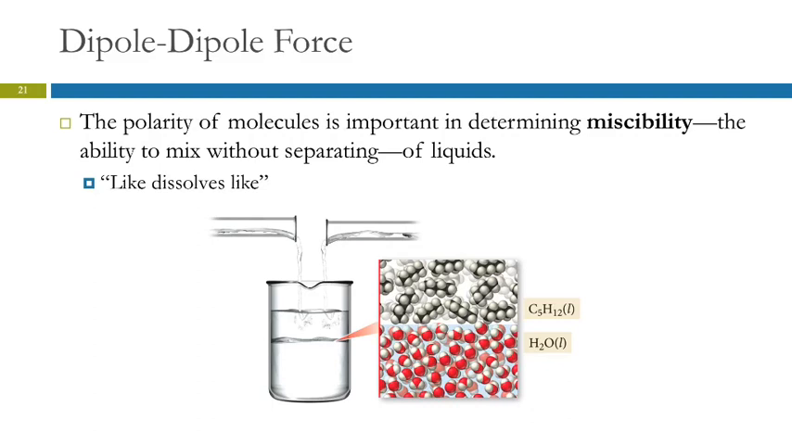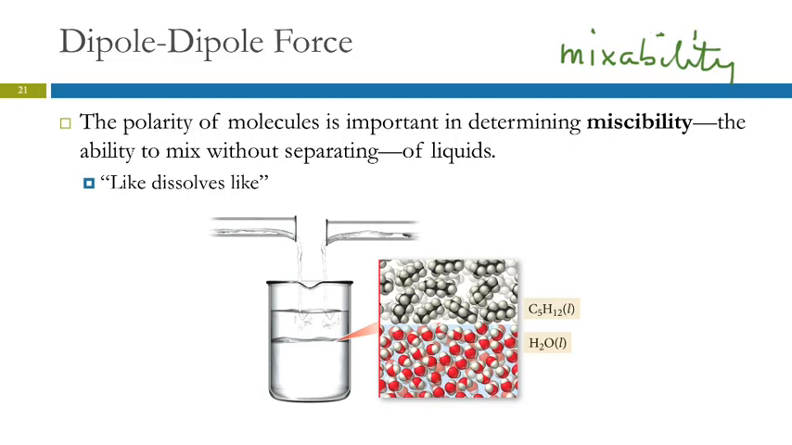Polarity of molecules is very important in determining miscibility. So that's a word we don't use in everyday life. Miscibility, you can kind of think of that as mixability. That's not a real word, but it would make sense to you. Mixability, the ability to mix, right? Miscibility is the ability of liquids to mix without separating.